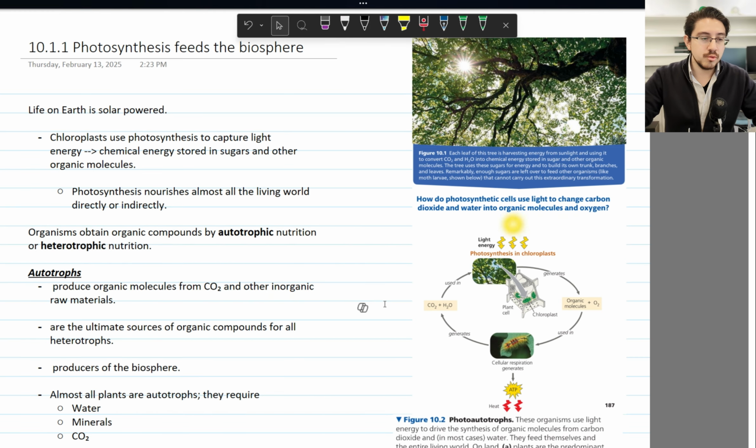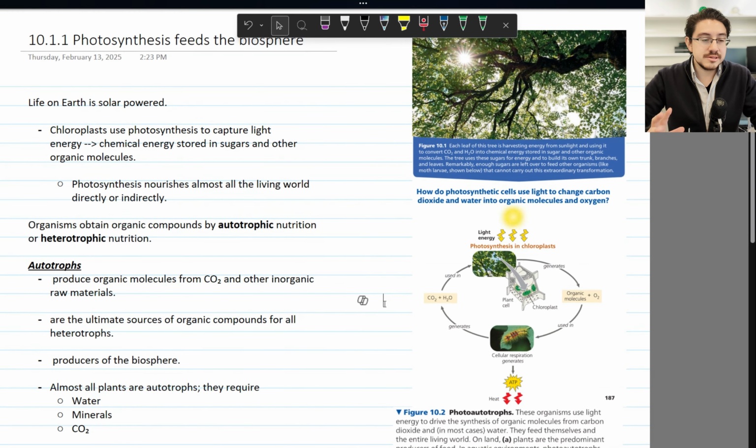Okay, section 10.1 is photosynthesis feeds the biosphere. Now, this section isn't anything new. We've seen this since elementary school science, but it's always good to review the key concepts, right? Life on Earth is solar powered. Chloroplasts use photosynthesis to capture light energy. Ultimately, that light energy will be converted or transformed into chemical energy stored in sugars and other organic molecules.